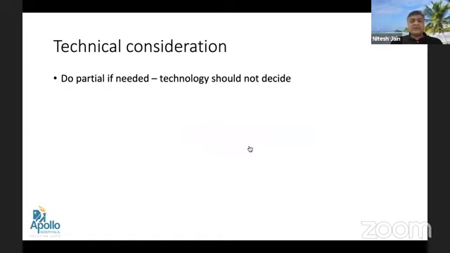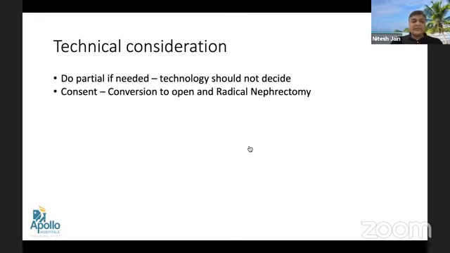So coming to the technical considerations or the experience of the surgeon, first of all, we should decide whether the partial is needed or not. If it is needed, then technology should not decide whether we should go for a partial or radical. The next important thing, for any form of surgery, is a good consent, and in case of partial, consent for conversion to open or radical nephrectomy should be taken.